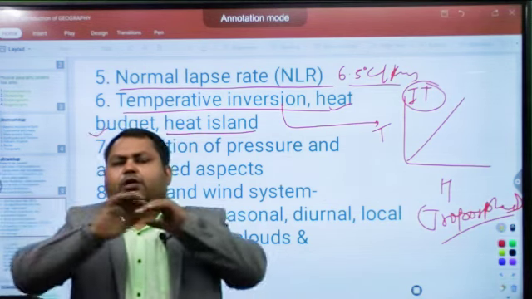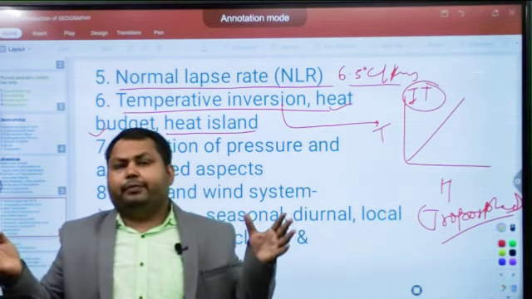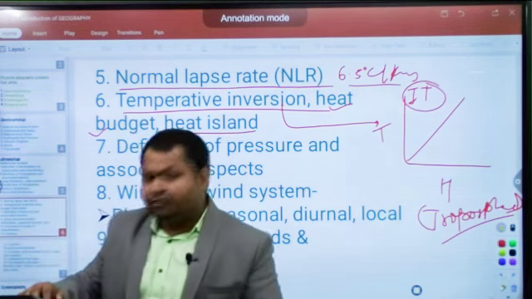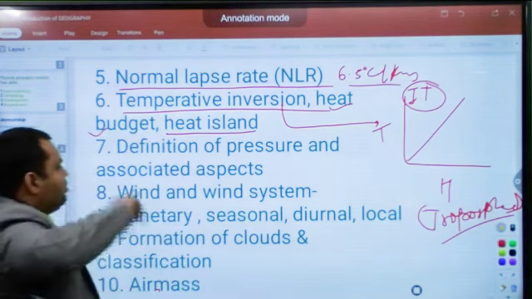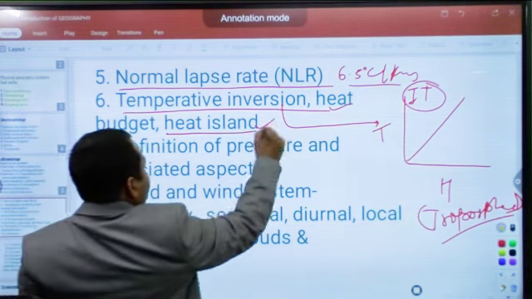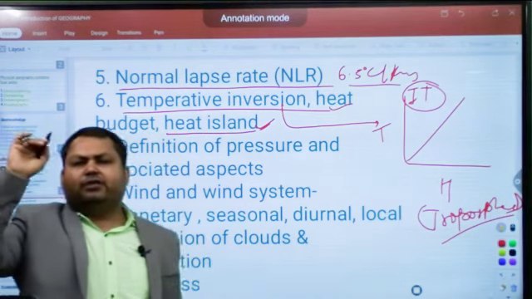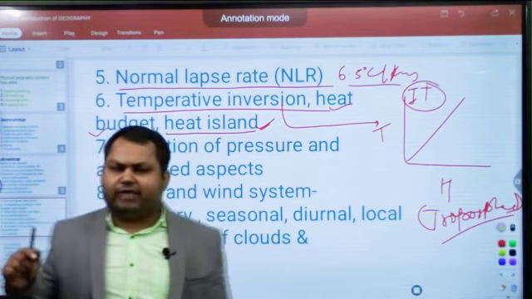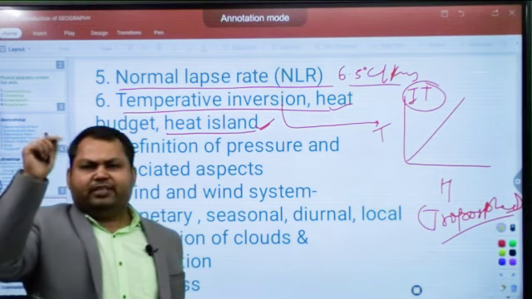basically because of concrete jungle, metallic infrastructure and the concentration of greenhouse gases in the atmosphere, right? So this is about heat island. Delhi can be considered a heat island because there is a concentration of concrete jungle, metallic infrastructure and greenhouse gases like CO2, methane, water vapor, CFC, HCFC, etc.